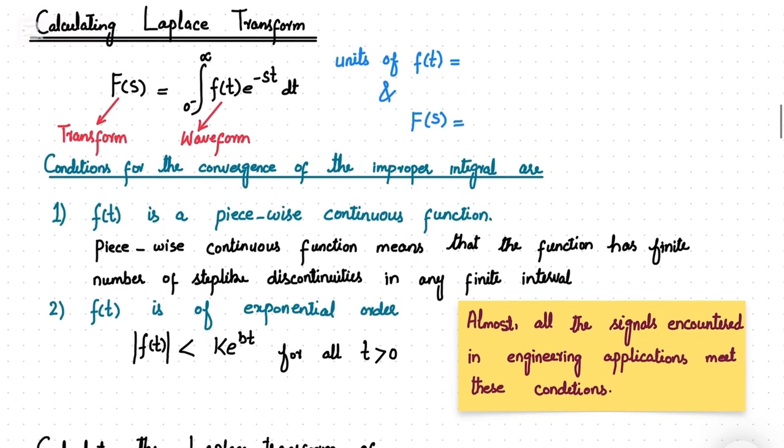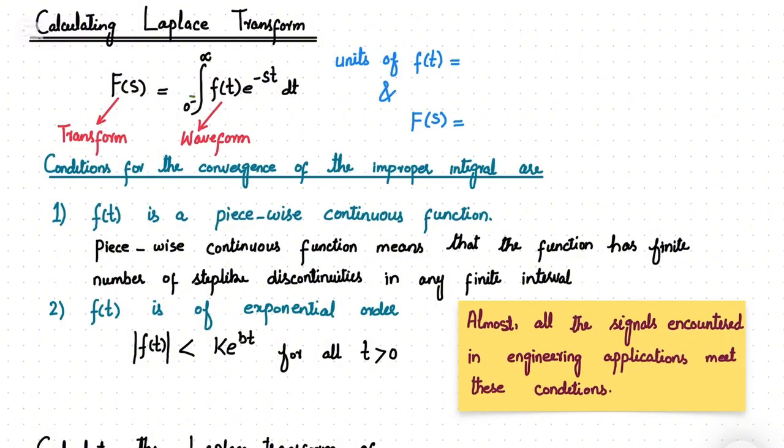How to calculate the Laplace transform of a function? This is the formula or equation which is used to calculate the Laplace transform of a function. F of s represents the transform. So the transform of f of t can be calculated using this formula, which is integration from 0 minus to infinity. What is 0 minus? 0 minus means just before 0.